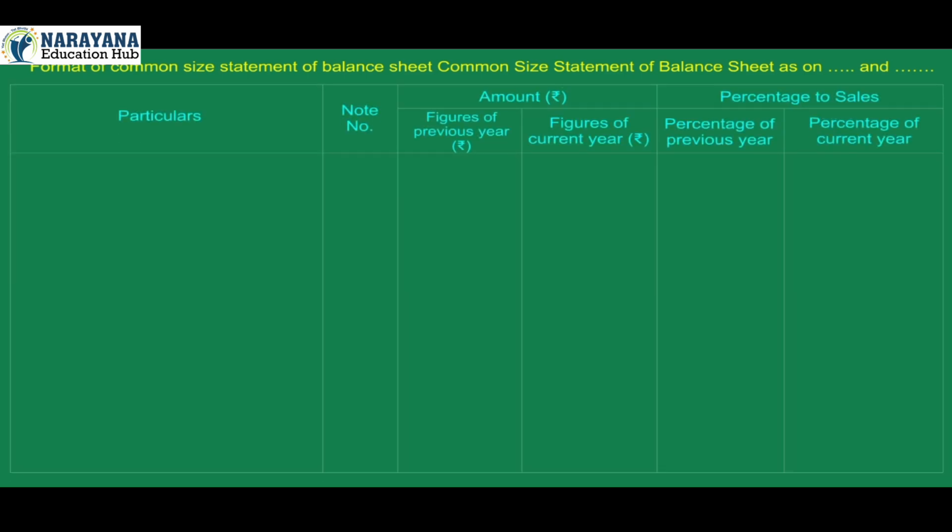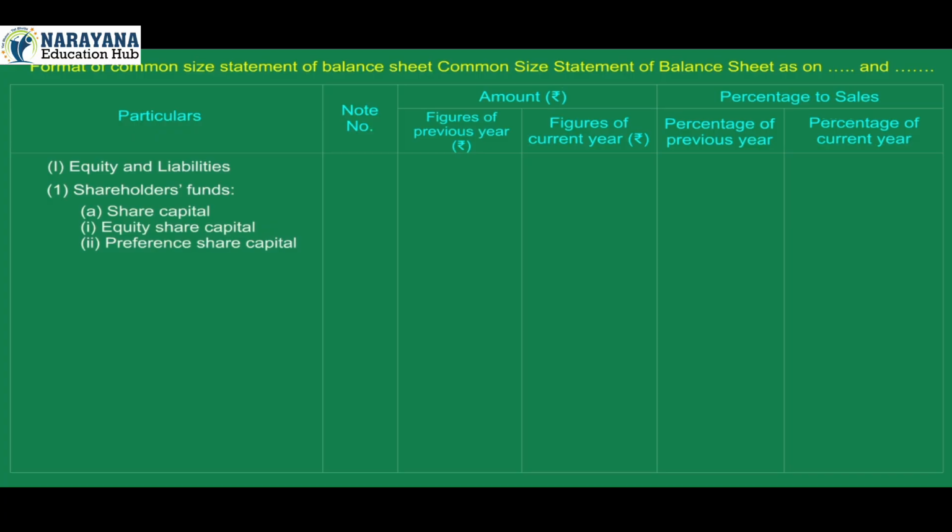Format of common size statement of balance sheet. Common size statement of balance sheet as on dash and dash. Particulars, note number, amount, figures of previous year, figures of current year. Percentage to balance sheet total, percentage of previous year, percentage of current year. Number 1. Equity and liabilities. 1. Shareholders funds. A. Share capital: 1. Equity share capital, 2. Preference share capital. B. Reserve and surplus.